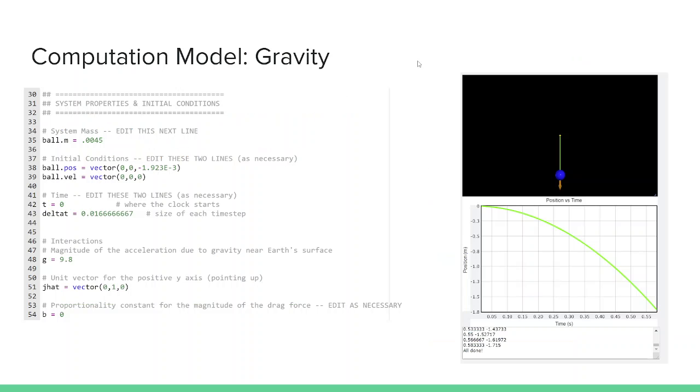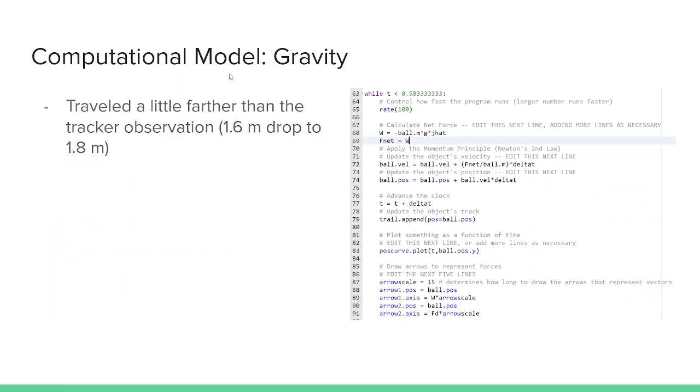For our first computational model on gravity, as you can see, the proportionality constant is equal to 0, thus making the drag force 0. And you can see here's our position versus time graph, and then here's the forces. As you can see, the only force is gravity pulling downwards. More with our code, Fnet is only W, because the B doesn't matter. It takes away all of the drag force.